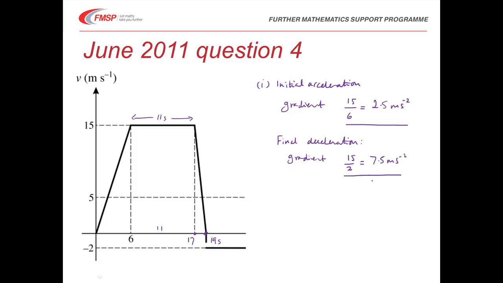But I want to make a very important point about the sign. It's a negative gradient. If I look at the gradient of this line, the gradient is a change downwards of 15 over a time of 2, which is minus 7.5. In other words, the acceleration is minus 7.5 meters per second squared. If the acceleration is negative 7.5, the deceleration is positive 7.5. It's as though the sign has been incorporated in the word decelerate.